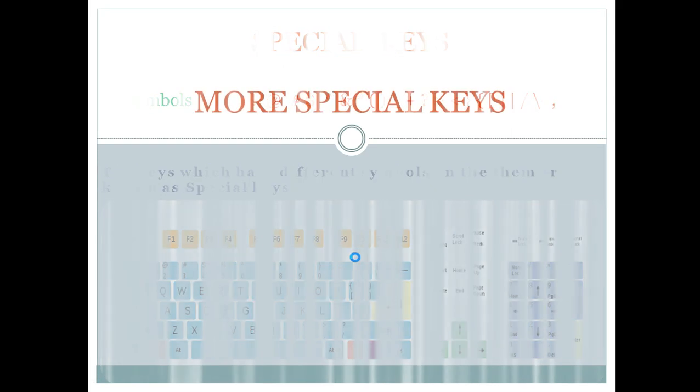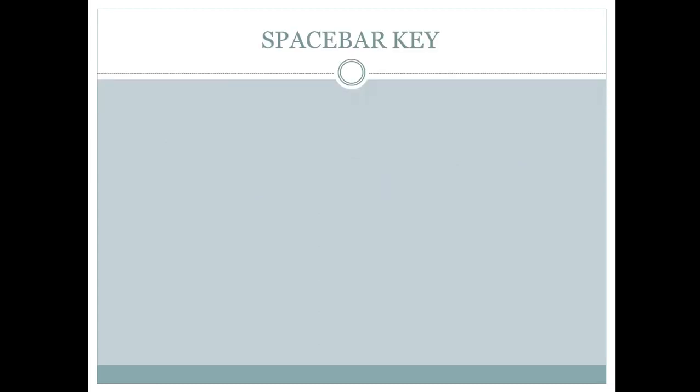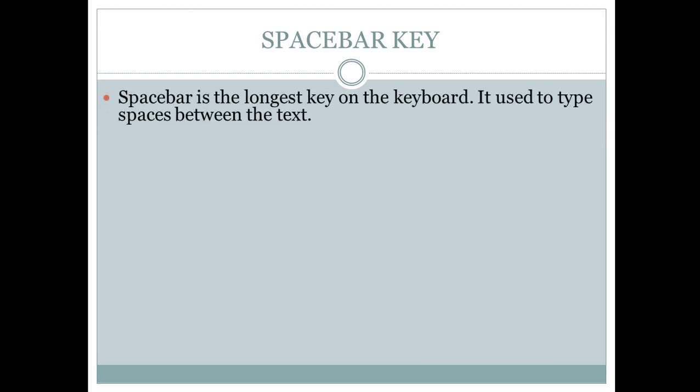Next are some more special keys. On the keyboard there are some more special keys other than symbols. Let us discuss the first special key, that is the spacebar. A spacebar is the longest key on the keyboard, and it is used to type spaces between the text, or we can say between two words.